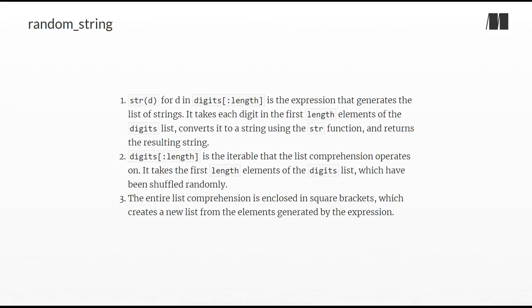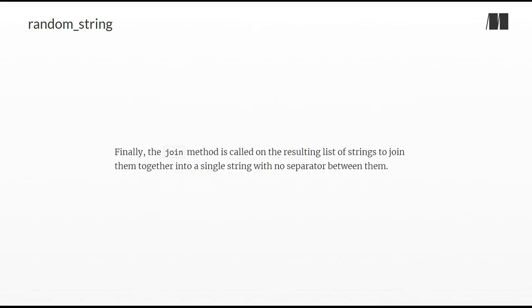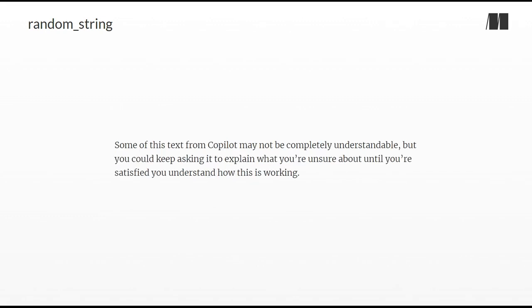3. The entire list comprehension is enclosed in square brackets, which creates a new list from the elements generated by the expression. Finally, the join method is called on the resulting list of strings to join them together into a single string with no separator between them. Some of this text from Copilot may not be completely understandable, but you could keep asking it to explain what you're unsure about until you're satisfied you understand how this is working.